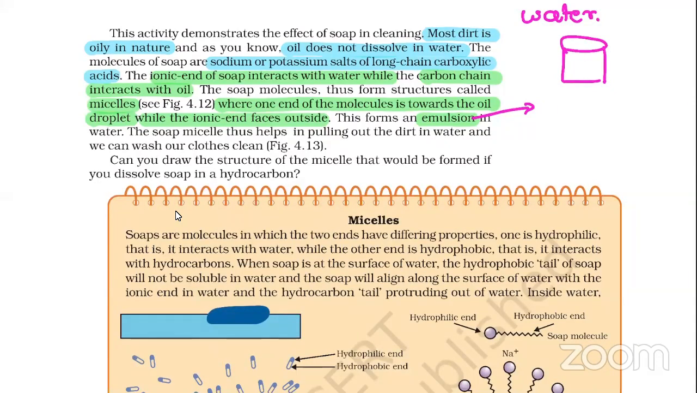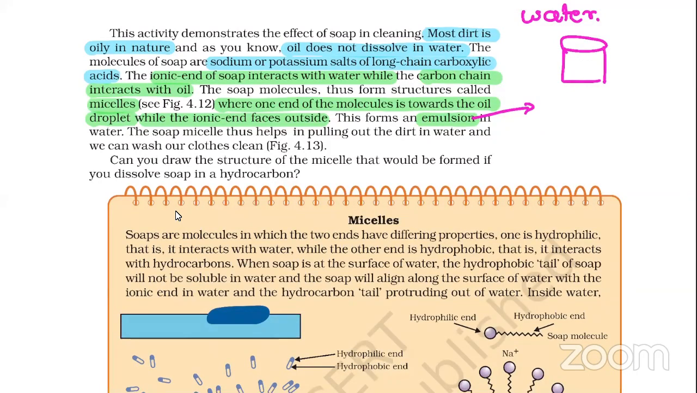In the case of an emulsion, I repeat once again, an emulsion is a stage between a suspension and a true solution. True solutions are homogeneous mixtures, and suspensions are heterogeneous, and the emulsion is a phase in between the two.